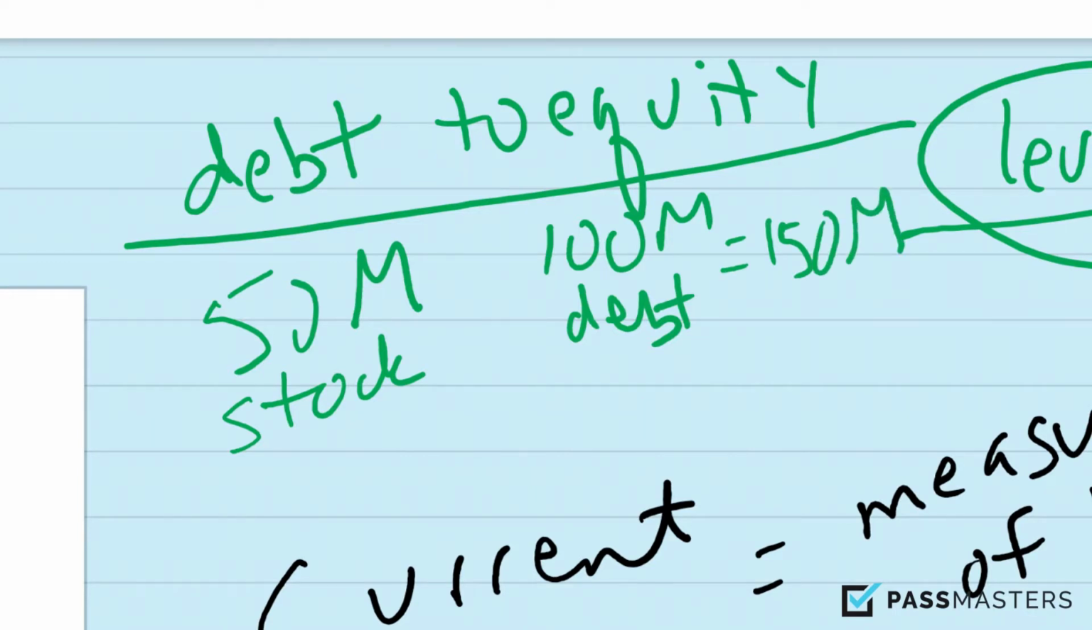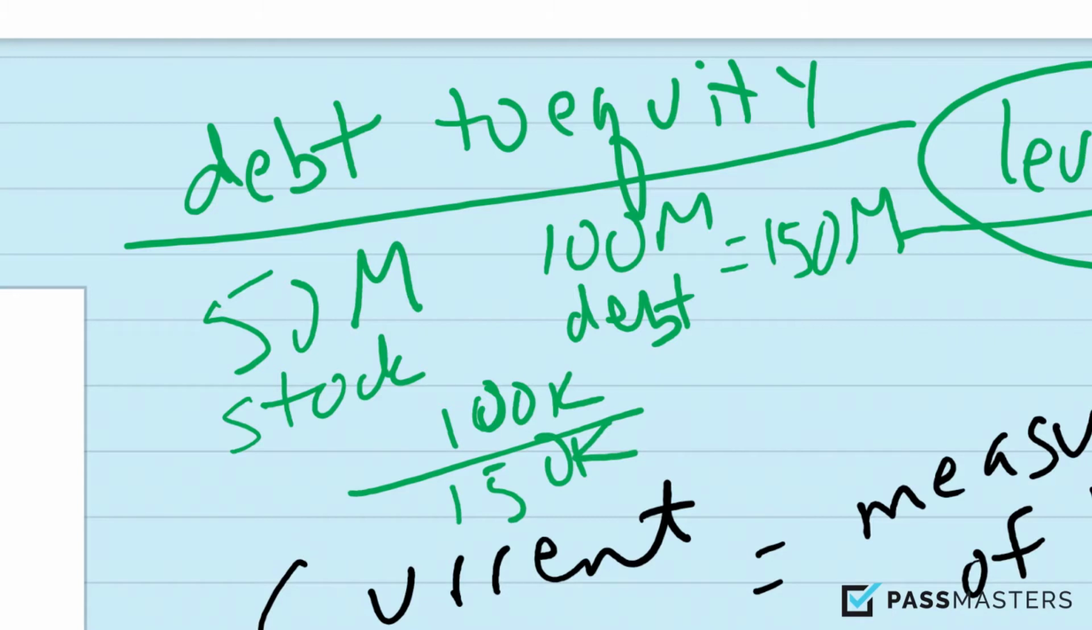The debt is 100 million. So debt to equity ratio, 100 million divided by 150 million, 66.7% would be the debt to equity ratio, a measurement of leverage. Remember, the denominator is not only the equity, it also includes the debt. It's the total capitalization of the company. So don't get tricked there.